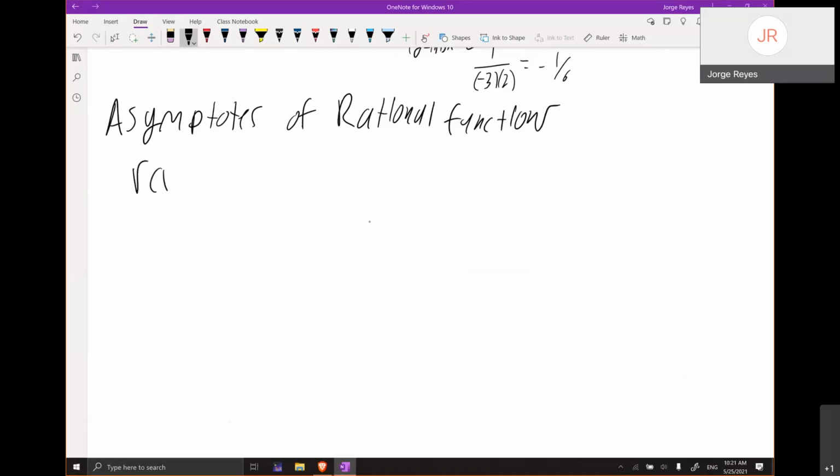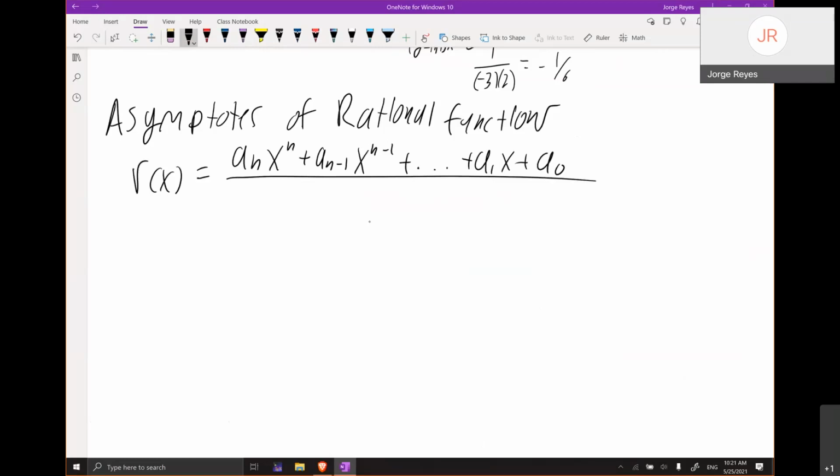So if we have a rational function, and we know a rational function is just a polynomial over a polynomial. So it's technically this giant thing that I'm about to write down. And then b_n minus 1, plus dot dot dot plus b_1 x plus b_0. Okay, so here's a rational function.